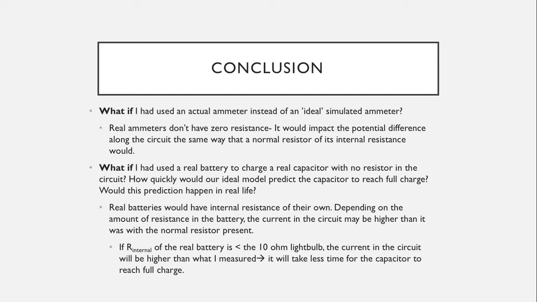So if the internal resistance of that battery is less than the 10 ohm light bulb that I used, then the current in the circuit would be higher than what I measured, and it would take less time for the capacitor plates to reach full charge.